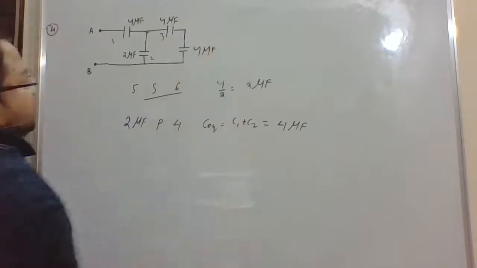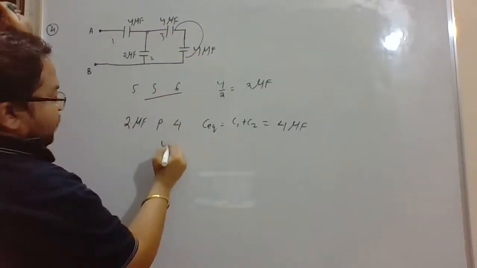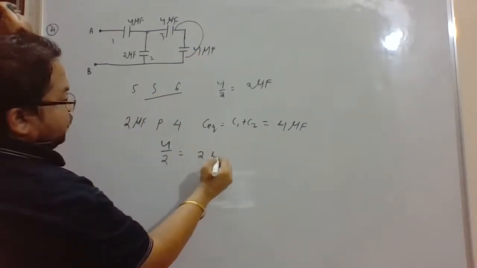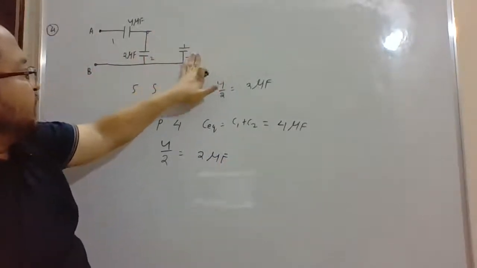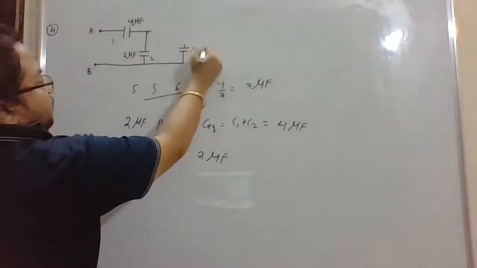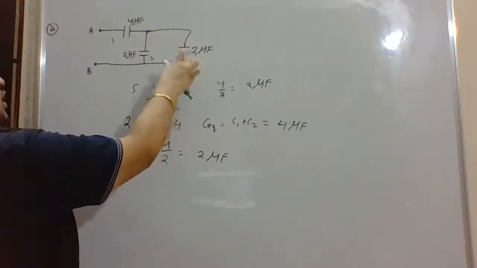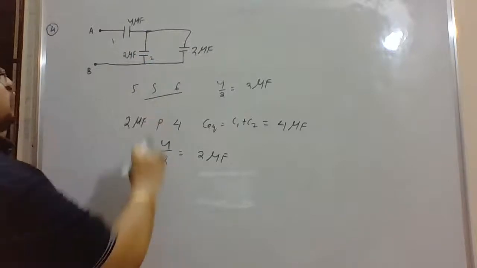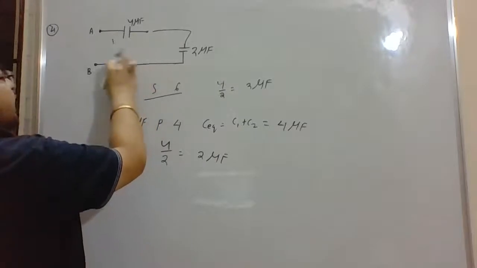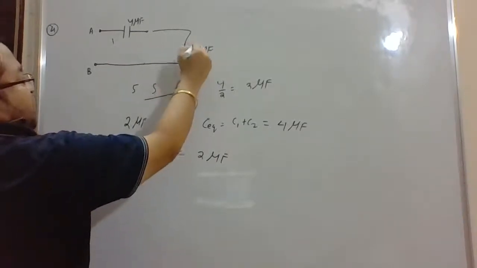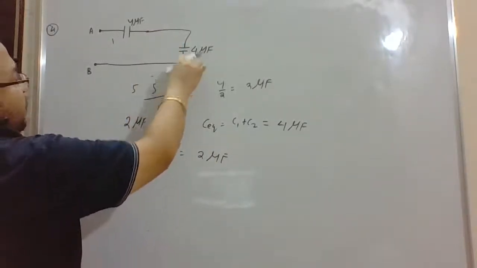Similarly, this 4 is in series with this 4, so obviously it will be 4 by 2, equal to 2 microfarad. Now I'll erase both of them, and in place of that, I will just write 2 microfarad. Similarly, this 2 microfarad is parallel with this 2 microfarad, across the same 2 points, right? I'll erase both of them and just write 4 microfarad, because both are in parallel, so capacitance gets added, and the equivalent capacitance becomes 4 microfarad.